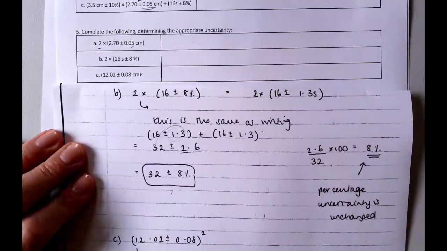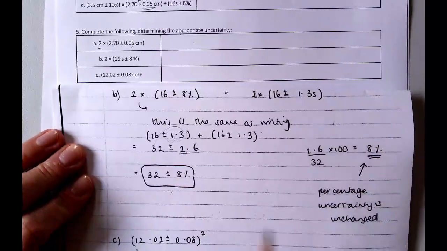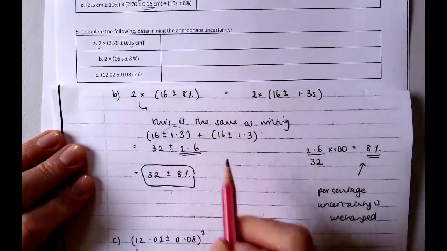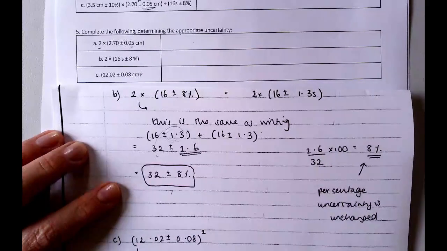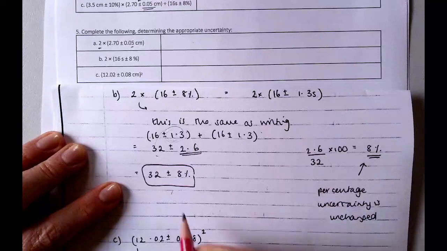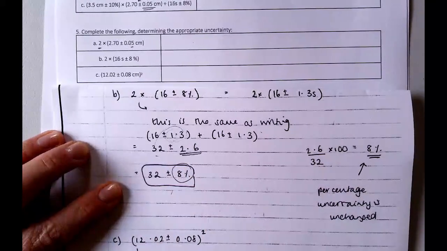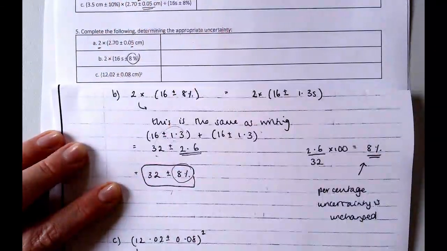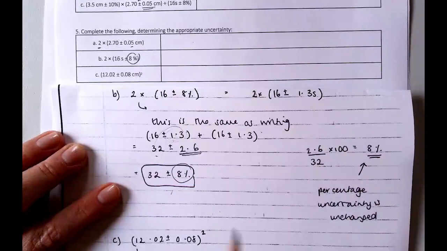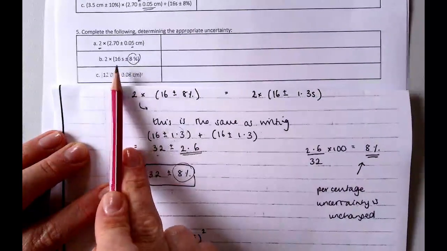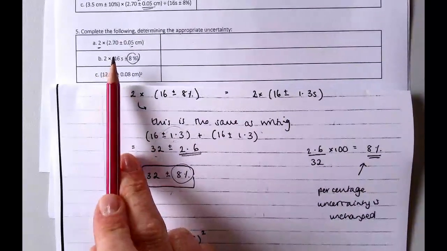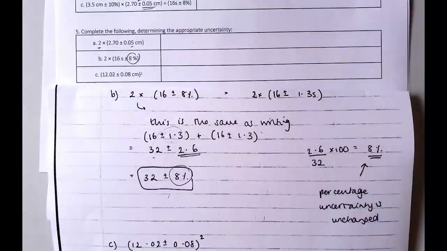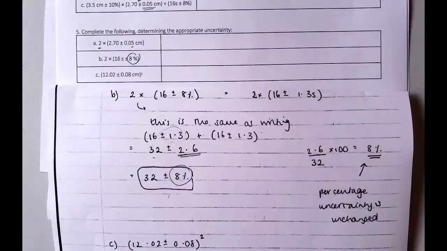Okay, now interestingly, and hopefully this will make sense to you, if I find 2.6 as a percentage of 32, I get 8%. Now you should notice that that is the same percentage, because actually all we're doing is scaling our value. Okay, if we've got two lots of something with a particular absolute uncertainty, the percentage error is not going to change. Okay, so that's worth making a note of.